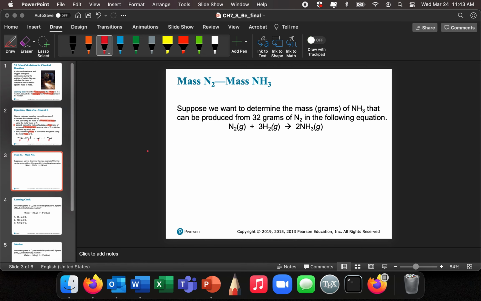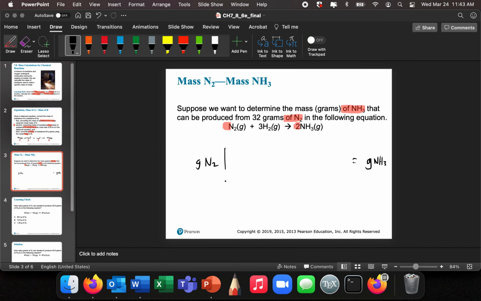Suppose we want to determine the mass of ammonia that can be produced from 32 grams of nitrogen. And we know the mole ratio is 1 to 2. So we're going to have to do some molar mass calculations and then mole calculations, and we're good. So what we want is, I'm going to put it all in one big picket fence, the mass in grams of ammonia, and we're given the mass of nitrogen.